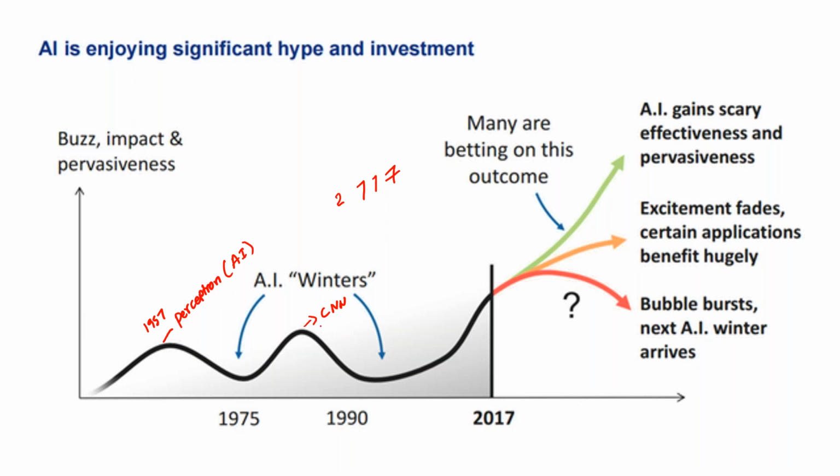So that also yielded a second AI winter somewhere in the 1990s to 2000s. So that is the second AI winter, which again came into the picture.